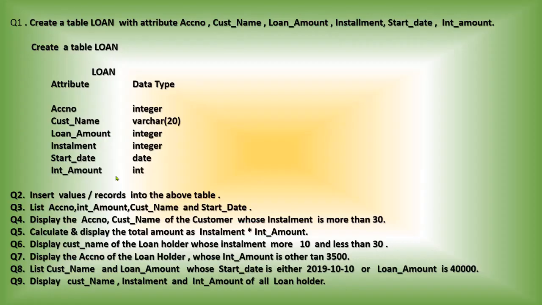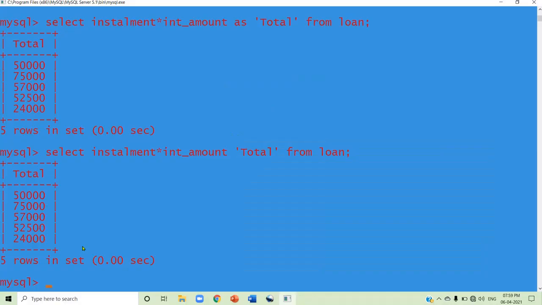Now, what's the next question? Next question is this one: display the cust name of the loan holder whose installment is more than 10 and less than 30. See the question, condition part: installment more than 10 and less than 30. That means installment is greater than 10 and less than 30. It will be a range. Installment must be in between 10 and 30. What do you want to display? Name of the customer. So we can write the query like this.